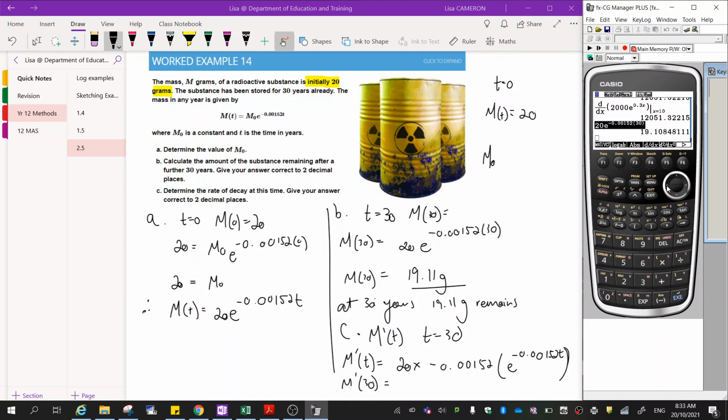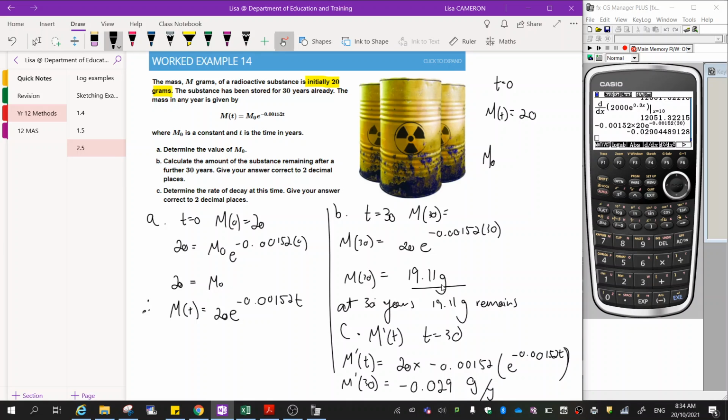Now I'm just going to go up to my original one, go back. So negative 0.00152 times 20. Now, that'll give me the same thing that I want. So it's going to be decreasing at a rate of 0.029 grams per year.